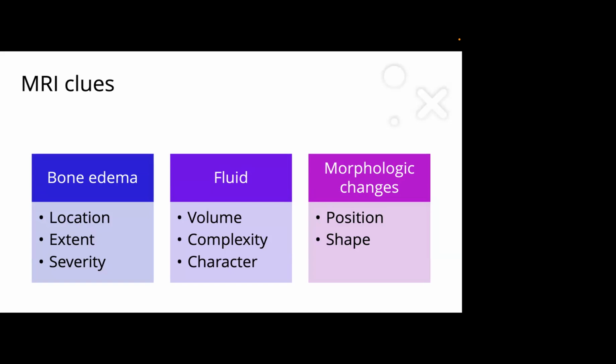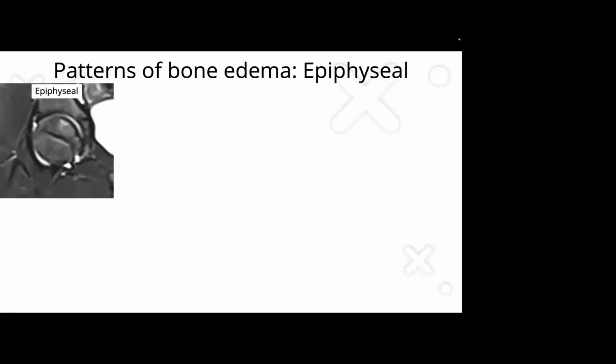So when it comes to bone marrow edema, we're trying to identify what the location of the bone marrow edema is, what the extent is, and what the severity is. When it comes to fluid, we're going to talk about the volume, the complexity, and the character. And then when it comes to morphology, we're going to talk about positional changes between structures, and changes in shape of structures.